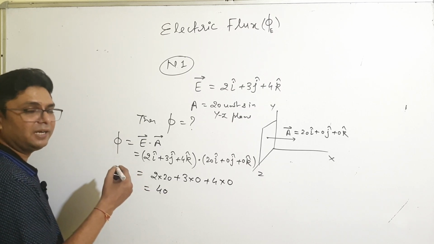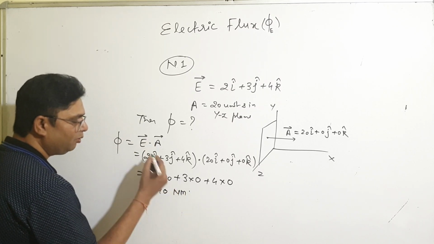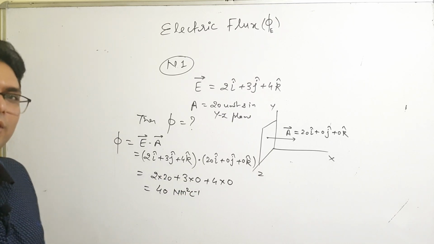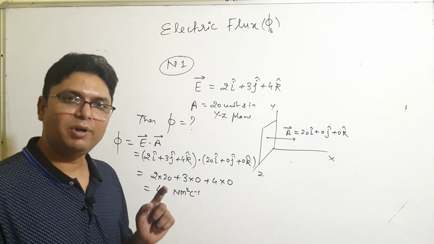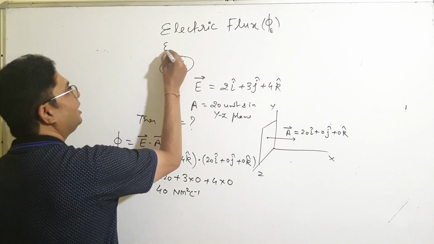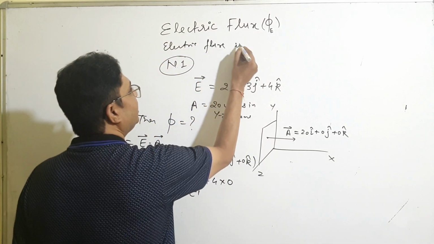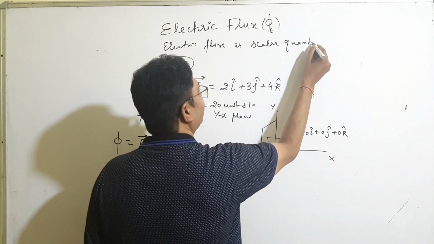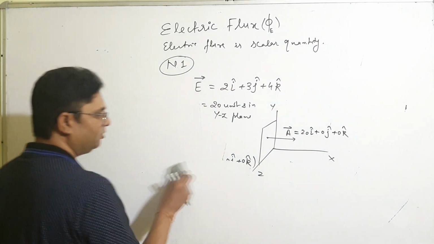What is the unit for electric flux? It is Newton meter square per coulomb. So 40 Newton meter square per coulomb. Remember, electric flux is a scalar quantity. Now let us have another question for you.